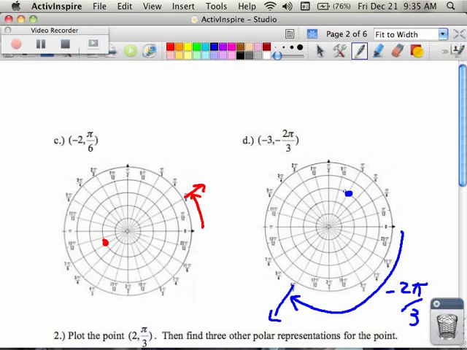Or I could have spun, if I wanted to, negative. I said 225, but I spun the wrong way, so here's 225. I could have gone negative and then walked backwards. I mean, there are so many different ways to do it. So what we're going to do next is show that there are multiple representations.